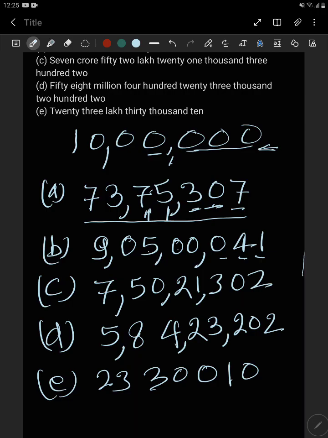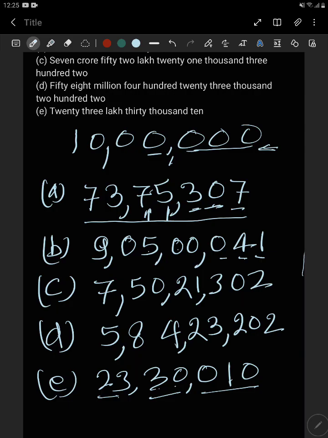So now we will put the commas here in the Indian system. We will start from the right, and first of all we will put a comma after 3 digits. So 3 digits come here, and after this we will put a comma after 2 digits. So after 0 is this one, and after 3 the comma is here. Okay, so how will we pronounce this? 23 lakh 30,010. Okay, I think you got my point.